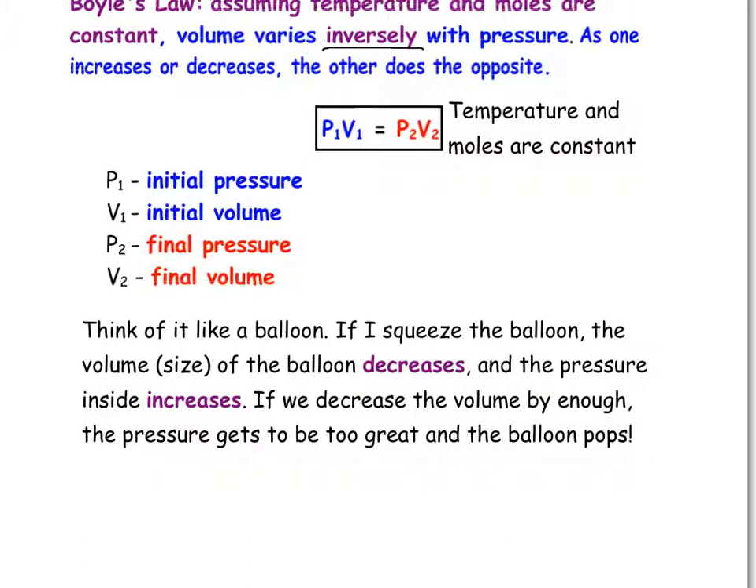If you take a balloon and you squeeze it, you're changing the volume, you're decreasing the volume of it, and the pressure inside is increasing because the molecules inside of the balloon are now hitting the walls of the container more and more because they don't have as far to travel to hit the walls of the container. And so as you keep squeezing that balloon, eventually the pressure becomes too great for the balloon to handle and the balloon pops.